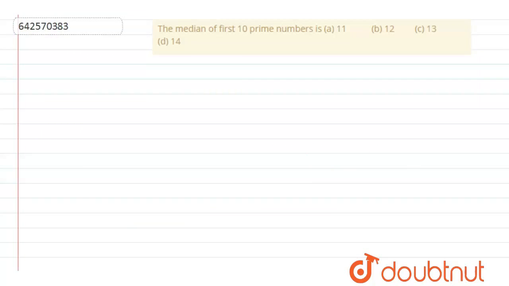So here we have a question you can see over here that we have to find out the median of the first 10 prime numbers, right? And this is a multiple choice question, so we have been given multiple answers as well. So basically we have to find out the median of the first 10 prime numbers.